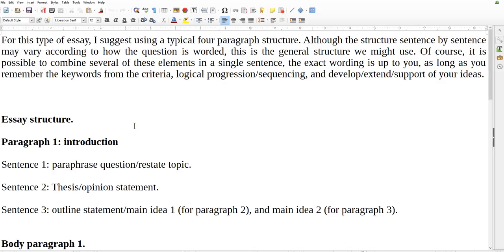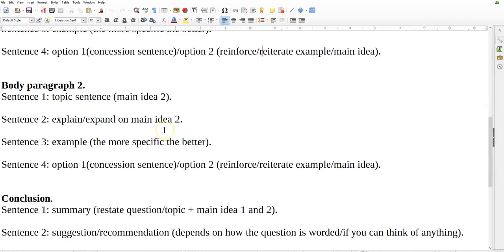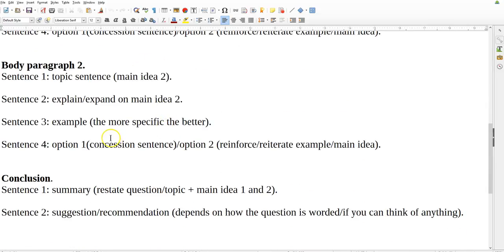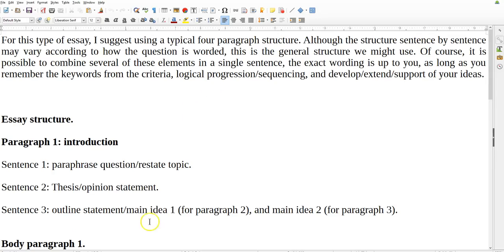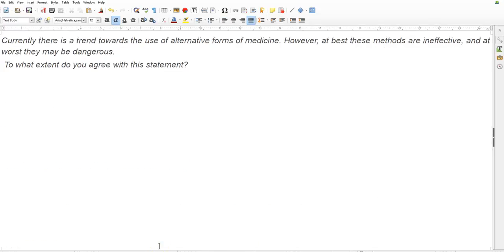4 paragraphs, that's the typical structure. And we've got 3, 7, 11, 12, maybe 13 sentences, and that would be fine. So let's take a look at this then.